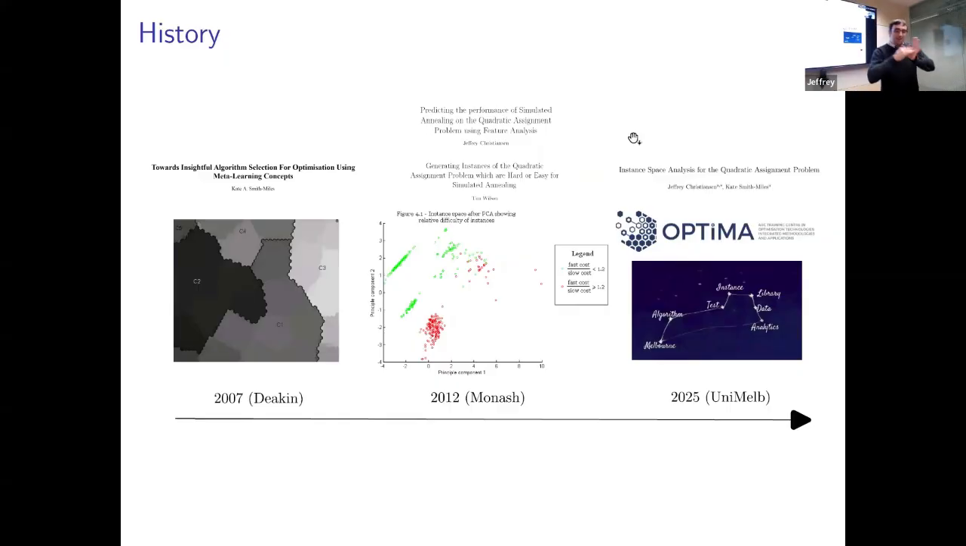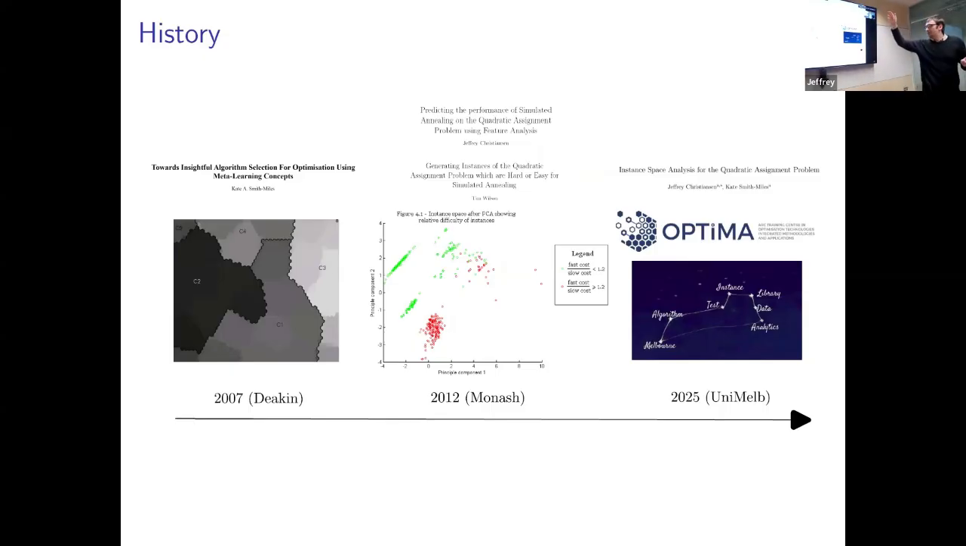Okay, here we are. So as Kate was saying, this project goes back a way. I have here a paper which Kate wrote at Deakin in 2007. This is kind of the germ of instance space analysis, you could say. This plot here is using self-organizing maps to map out quadratic assignment problem instances.